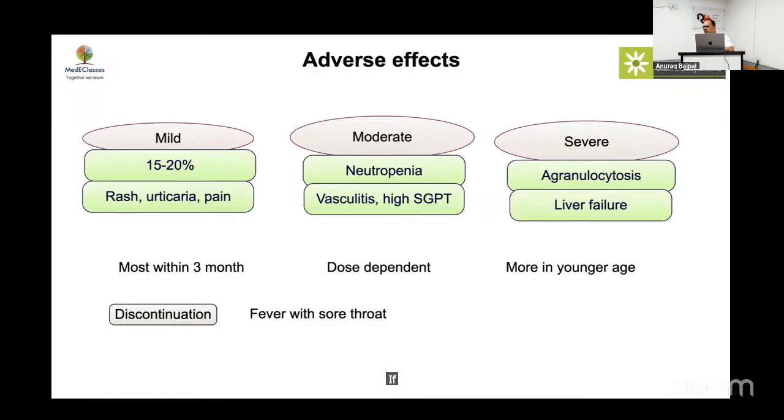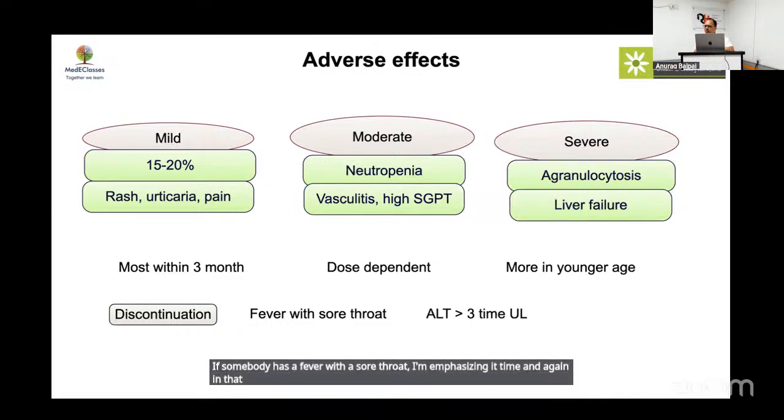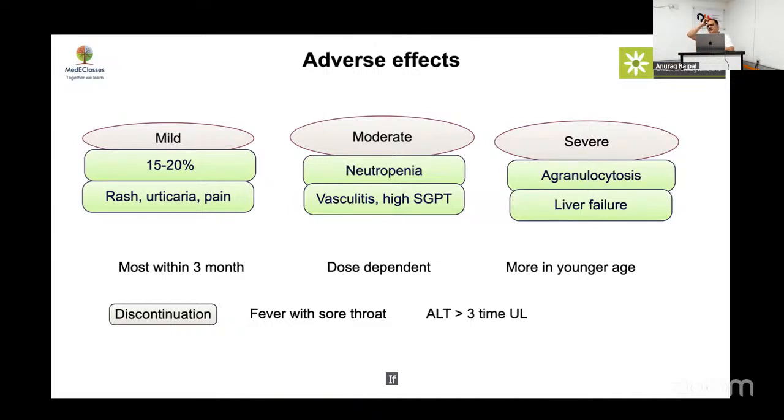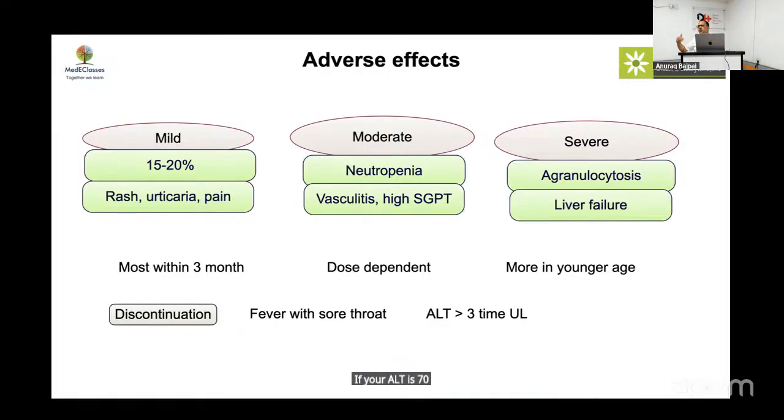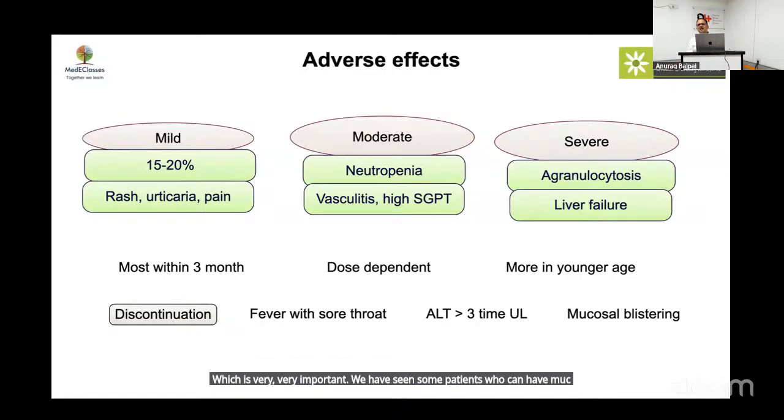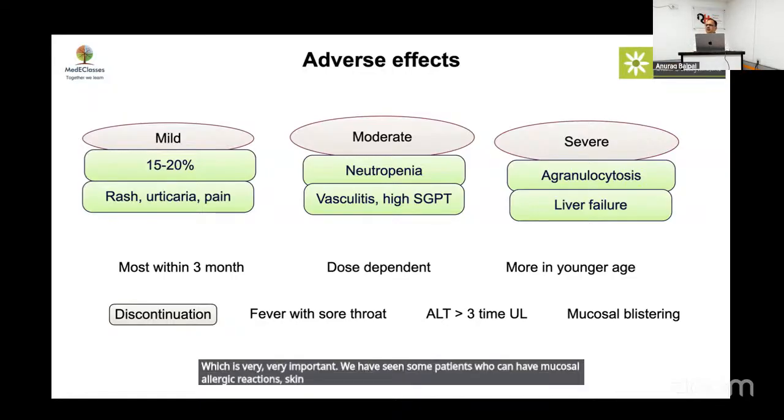If somebody has a fever with sore throat, I'm emphasizing it time and again, in that situation, you should stop it. You should also stop if the ALT is more than 3 times the upper limit. Now, here comes the importance of the earlier level. If your ALT is 70 already, then it going to 90 may not be relevant. But if it was 30 and now it goes to 90, then you have to stop the medication, which is very, very important. We have seen some patients who can have mucosal allergic reactions or skin reactions, where you might also have to discontinue.